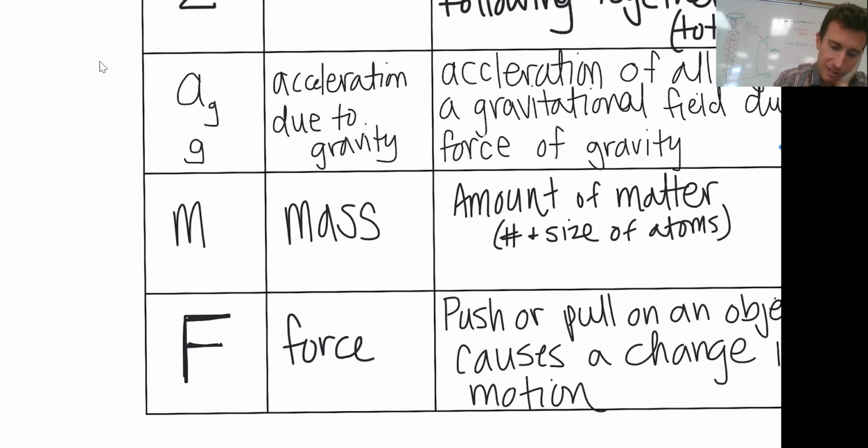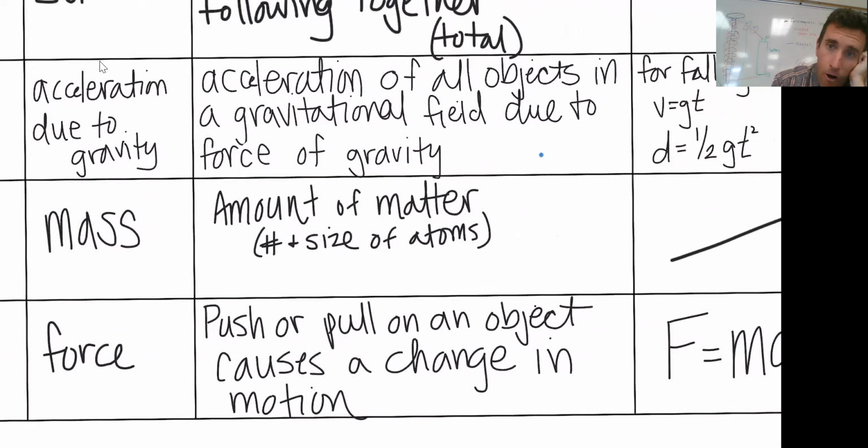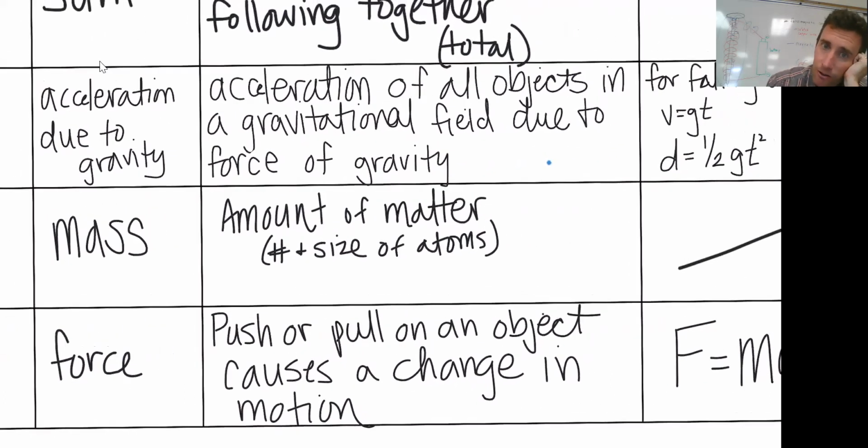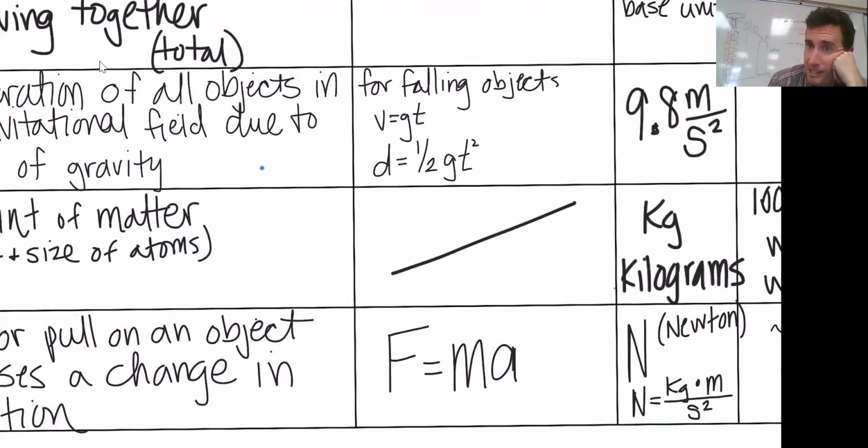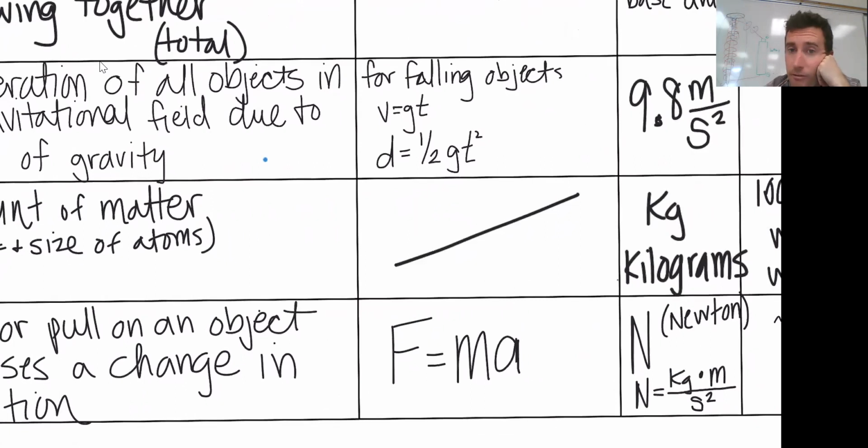I noticed that I missed an E there, acceleration due to gravity. So the acceleration due to gravity is the acceleration of all objects in a gravitational field due to the force of gravity. So we know that everything accelerates if you're in a gravitational field. On the Earth, that goes down. So for falling objects, I have a couple of different equations. These are just a manipulation of the other equations that I gave above.